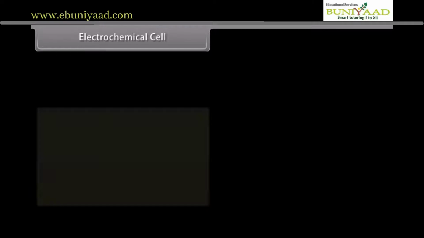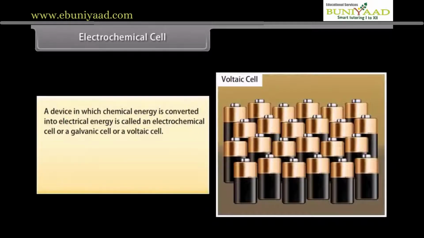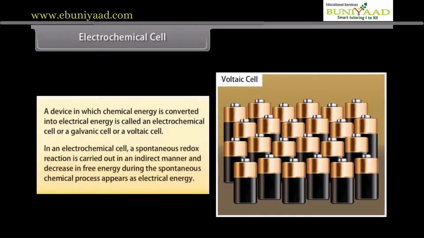Electrochemical cell. A device in which chemical energy is converted into electrical energy is called an electrochemical cell or a galvanic cell or a voltaic cell. In an electrochemical cell, a spontaneous redox reaction is carried out in an indirect manner, and decrease in free energy during the spontaneous chemical process appears as electrical energy.